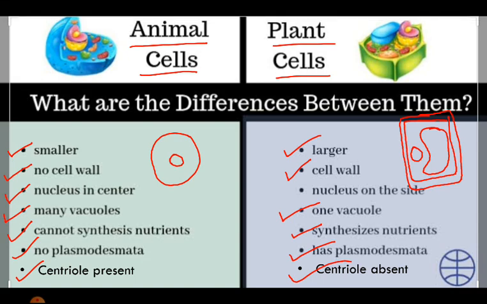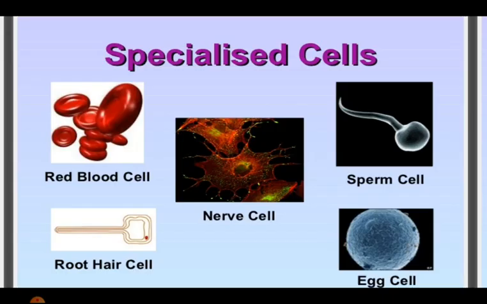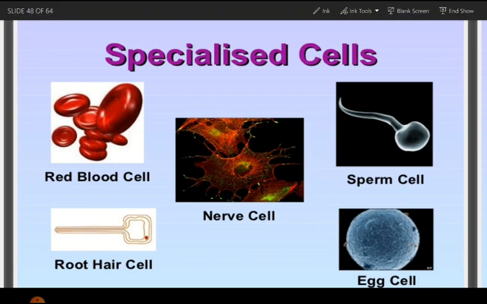Next we see that in the body of a multicellular organism a great variety of cells are present. A multicellular organism is a collection of diverse types of cells. There are specialized cells that are present in large sized organisms, and they perform their specific function. For example, red blood cells.